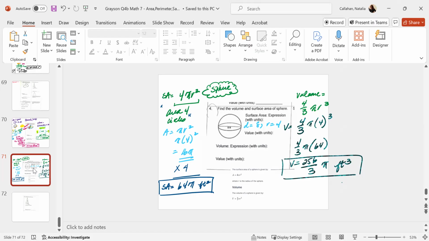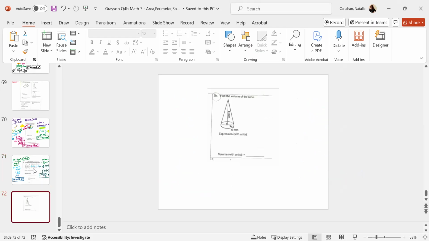Okay, next one. Go look at the one for the cone. So what shape is this? Oh, it's a cone. So you only need to find the volume, right? So the volume is always going to be the area of the base times height. Is it pointy? So you're going to do a 1/3. Find it.